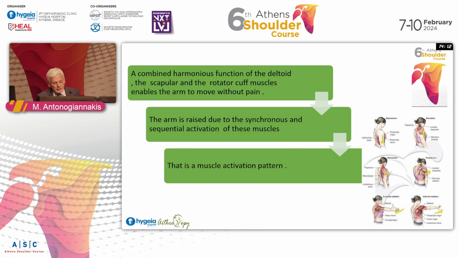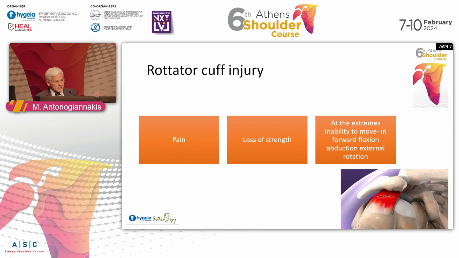And what is happening when we are able to raise the arm and use our hand? It is a harmonious function of the deltoid, the scapular muscles, the rotator cuff. And this synchronous and sequential activation of these muscles makes this possible. We must not forget that it's not one muscle, one function. It is the combination of the muscles that makes function possible.